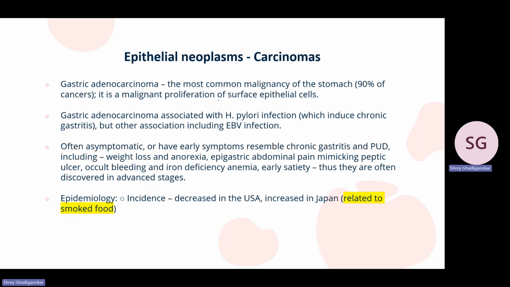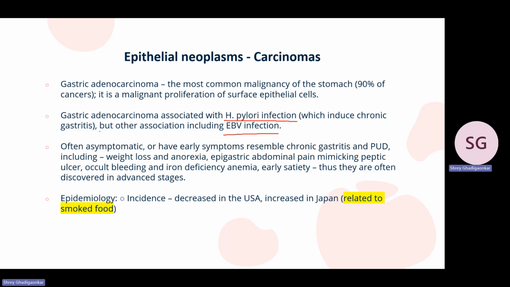Coming to the carcinomas, the most common type of cancer in the stomach is the gastric adenocarcinoma, and it's basically a proliferation of surface epithelial cells. It's important to note the relation between H. pylori infection, which is associated with chronic gastritis, and this can lead to gastric adenocarcinoma. But you also have other kinds of associations, which include EBV infections.